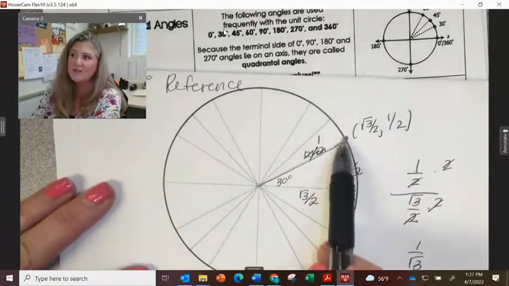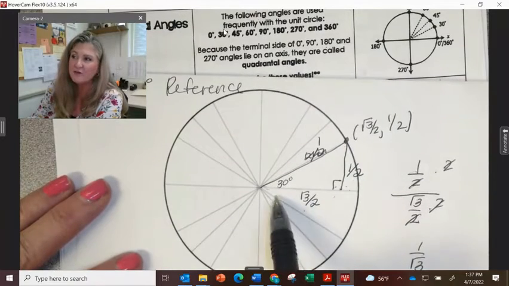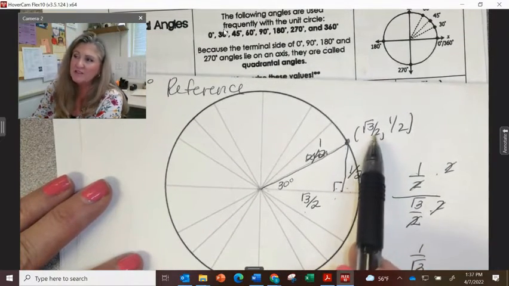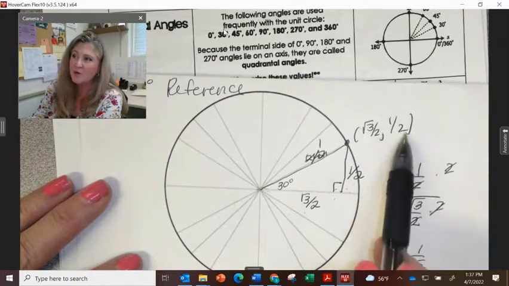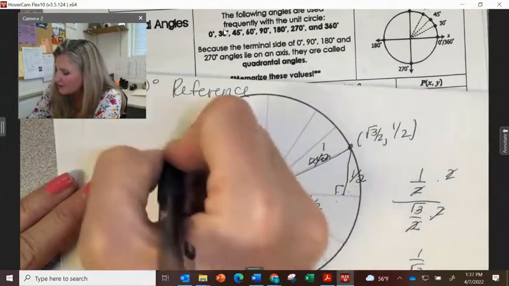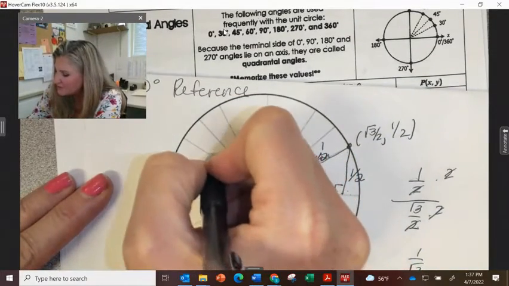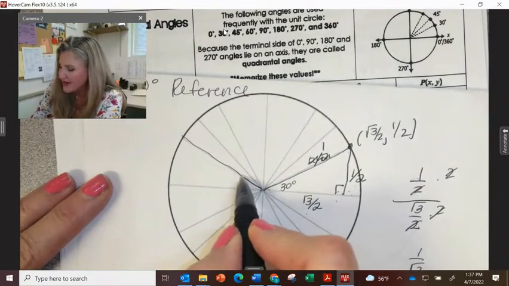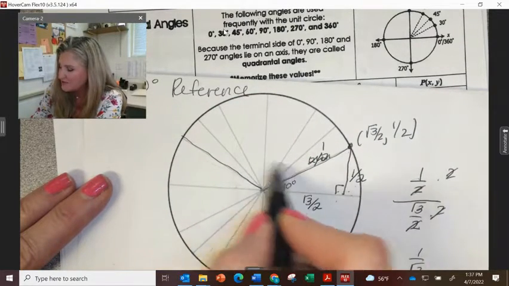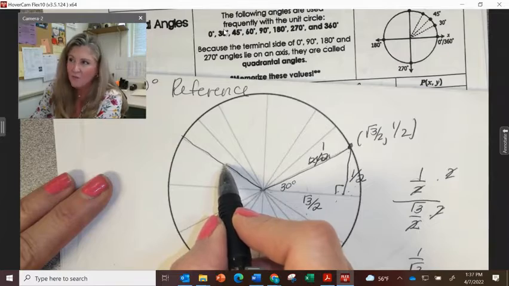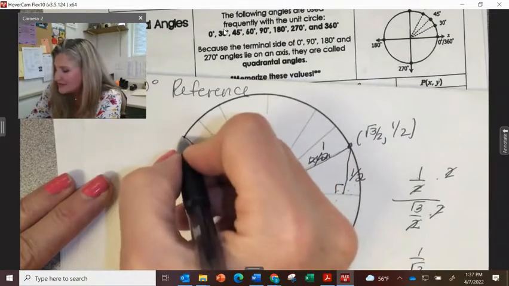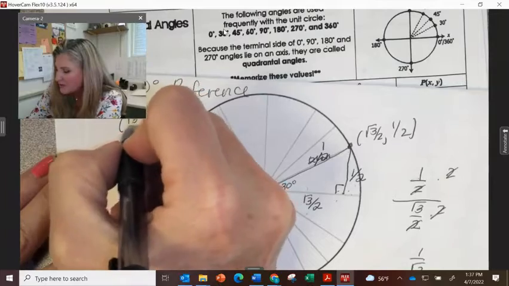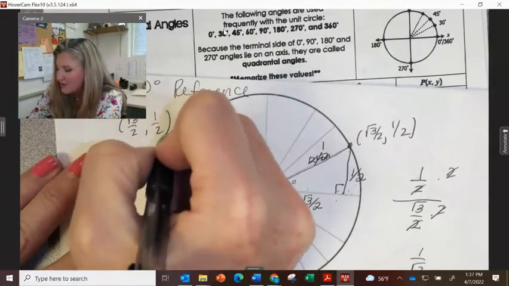Guys, when we do the unit circle, every 30-degree angle is going to have this same point. So if this point was radical 3 over 2, 1/2, over here, where I have this other 30-degree reference, what's the angle going to be such that I have this 30-degree reference? 150. It's going to have to be the same triangle in there. So it's still going to have to be radical 3 over 2, 1/2.